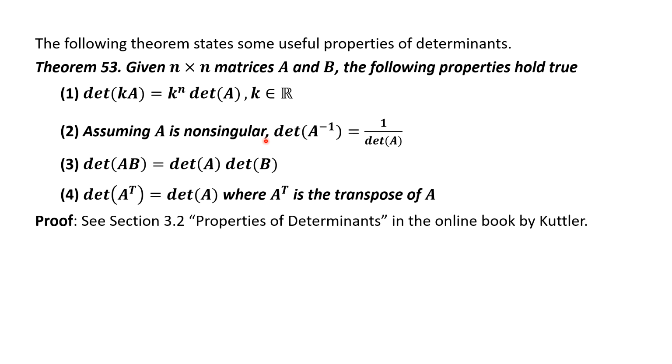Assuming A is non-singular, the determinant of A inverse is 1 over the determinant of A. That's quite useful. The determinant of a product is the product of each determinant. And then I think I mentioned this already, the determinant of A transpose is equal to the determinant of A.